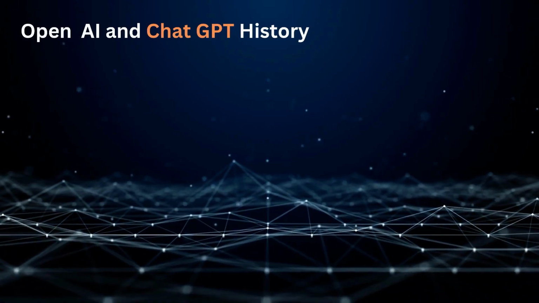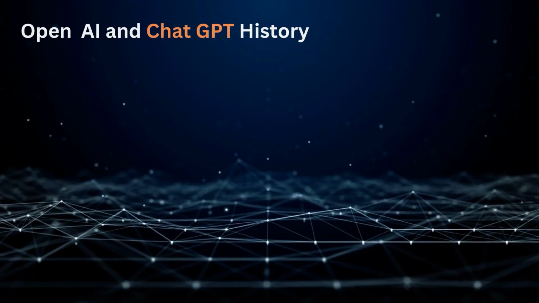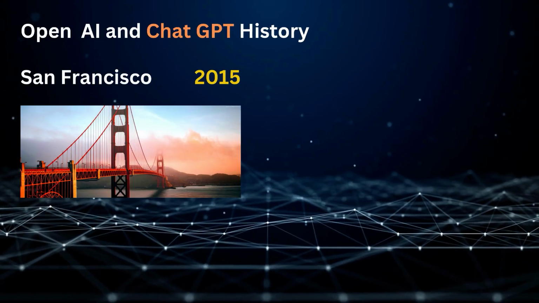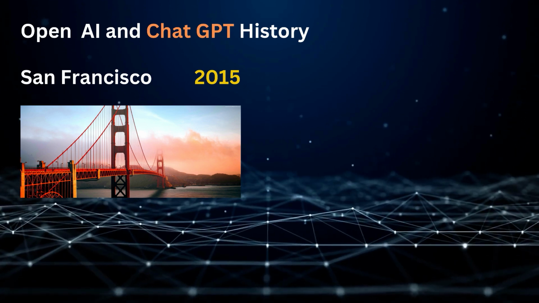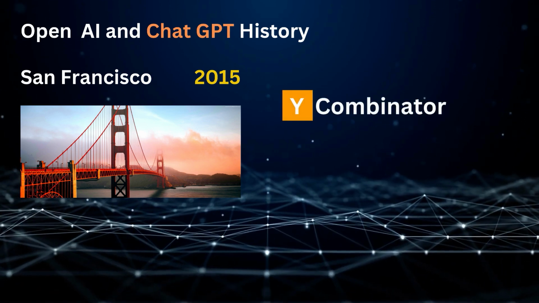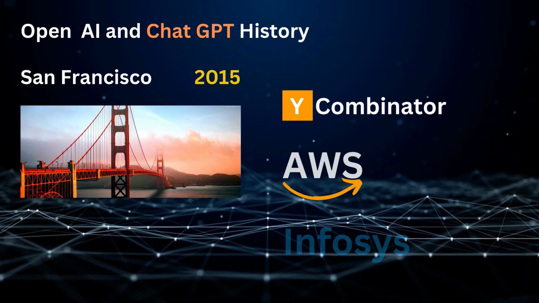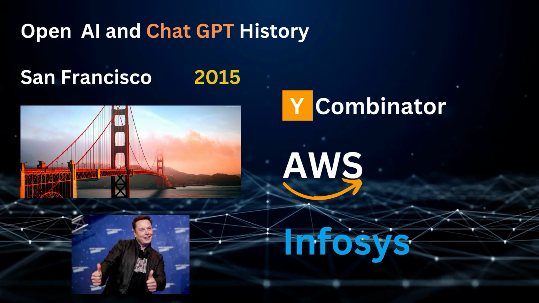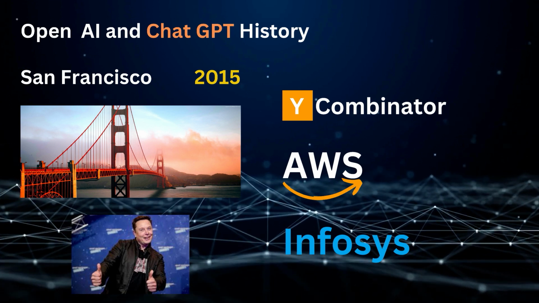Now let's talk about OpenAI and ChatGPT history. The OpenAI organization was founded in San Francisco in late 2015 as a non-profit joint venture of companies such as Y Combinator, AWS, Infosys, and some private investors such as our old friend Elon Musk. They jointly invested $1 billion.